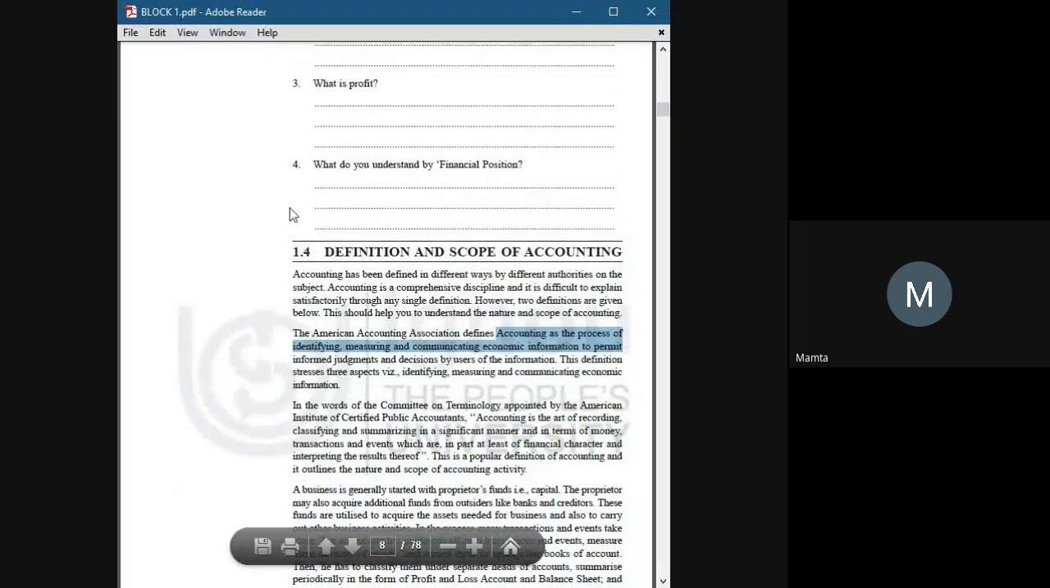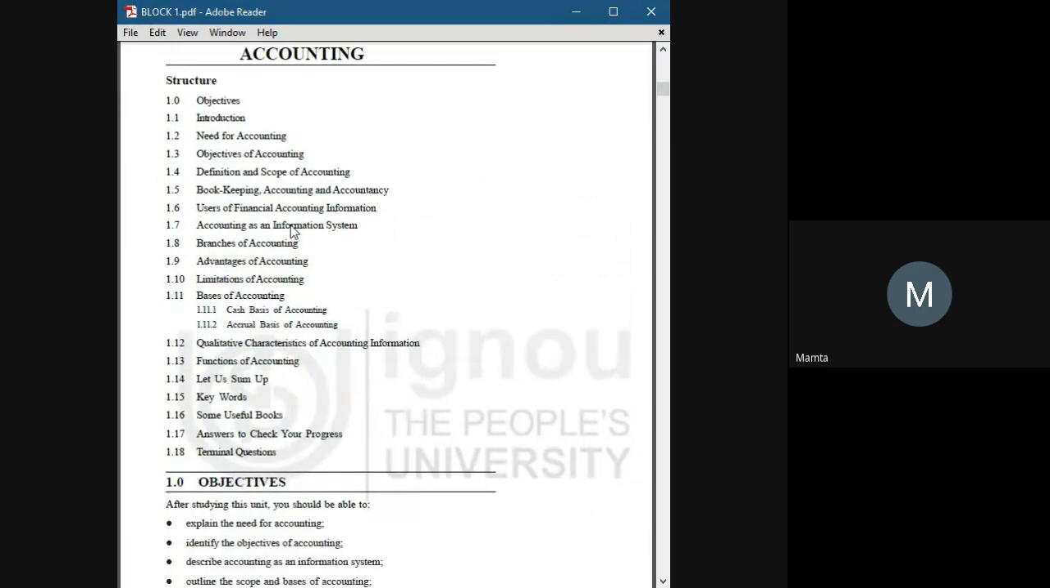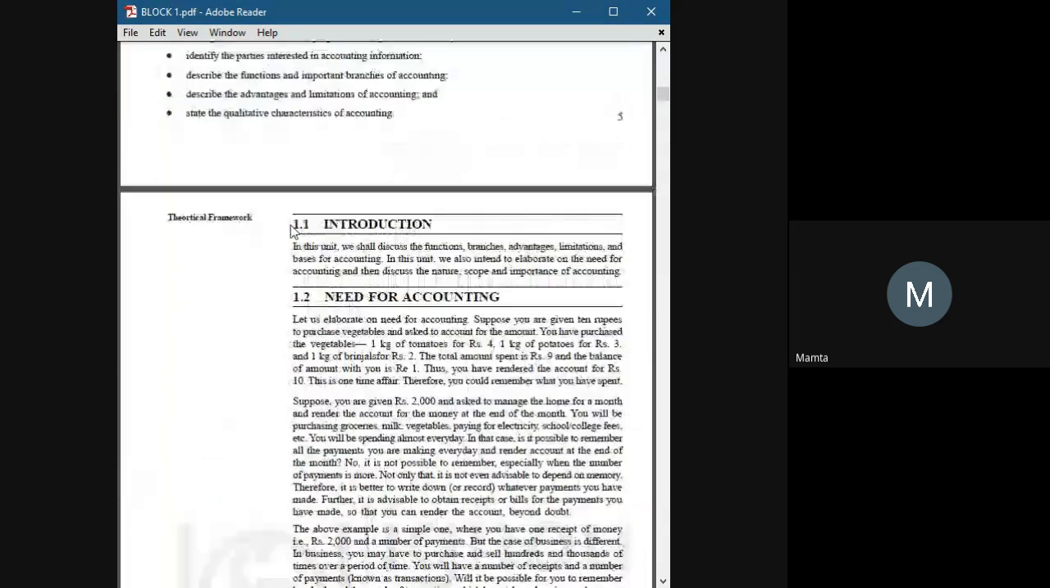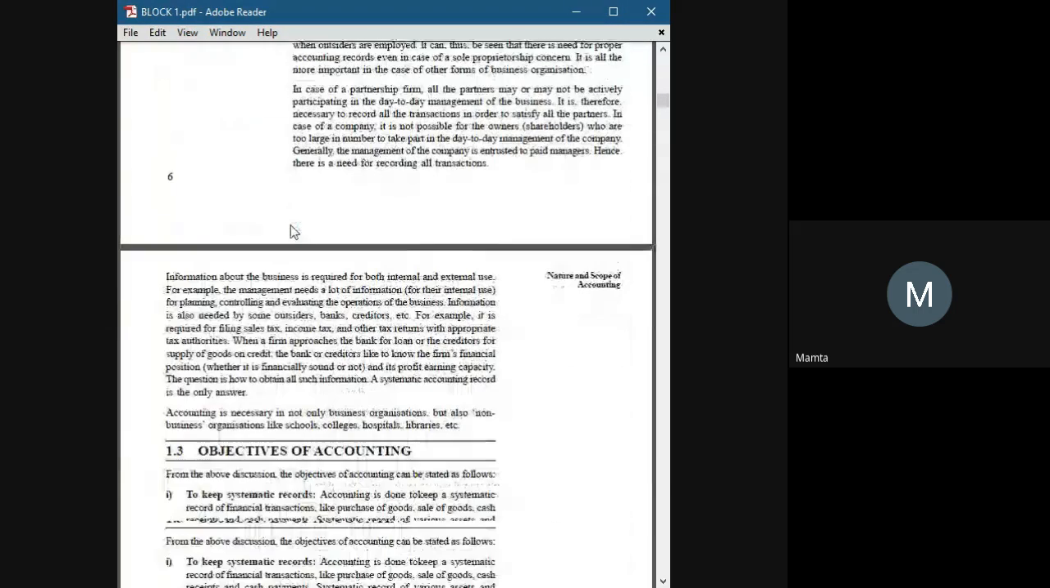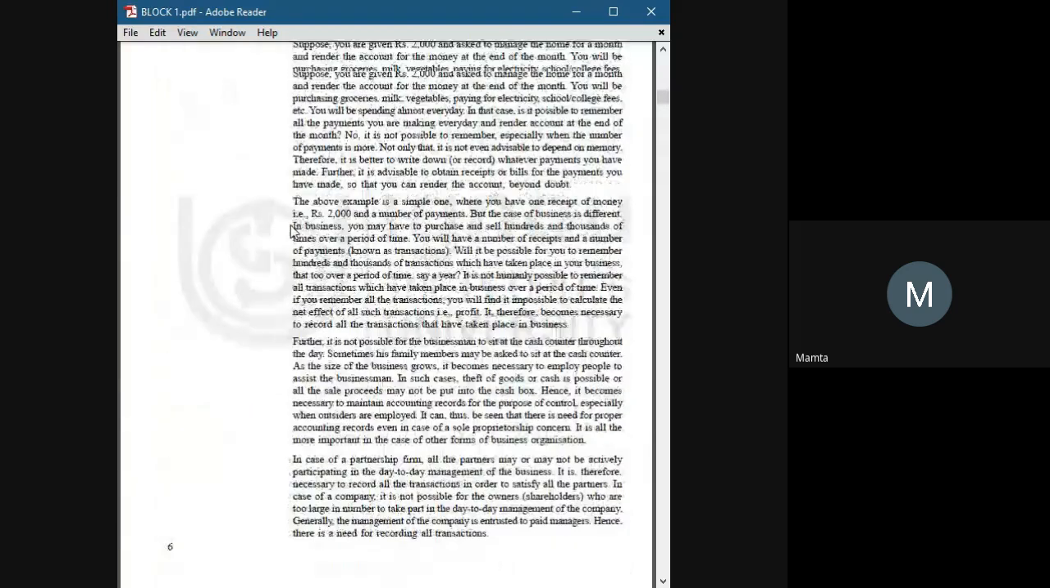Now, as we discussed the definition of accounting, we need to know about the need and scope of accounting. So, why do we need accounting? Why do we need accounting? Anyone want to guess?